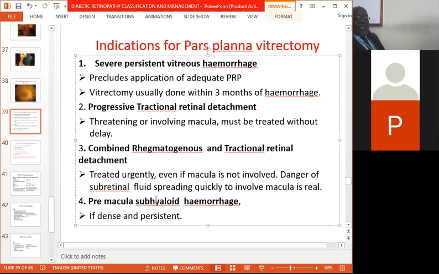Premacular subhyaloid hemorrhage. You can see that if not treated, there is danger of subretinal fluid even spreading to the macula. Once it has spread to the macula, your central vision is gone. So this should be treated urgently.